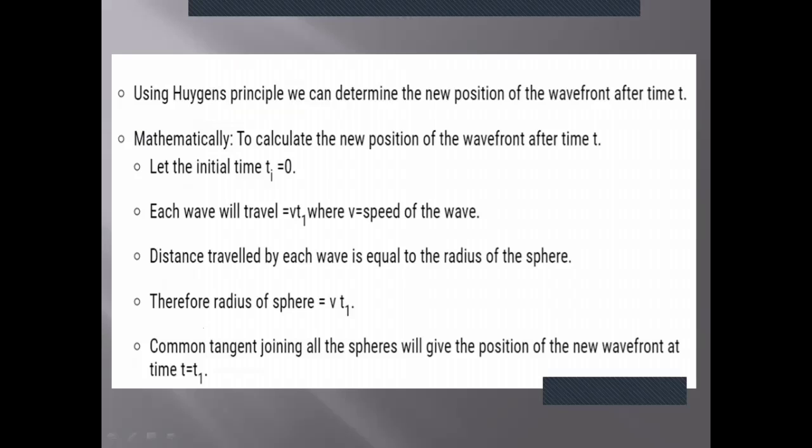Mathematically, to calculate the new position of the wavefront after time t, let the initial time t is equal to 0. Each wave will travel a distance of the speed of the wave times time t1, where v is the speed of the wave. The distance traveled by each wave is equal to the radius of the sphere. We can consider that in all directions the same distance will propagate. Therefore the radius of the sphere is equal to v times t1. So the common tangent joining all the spheres will give the position of the new wavefront at t is equal to t1.